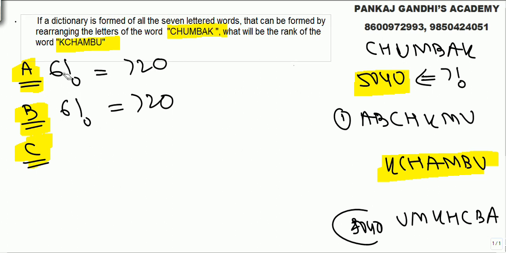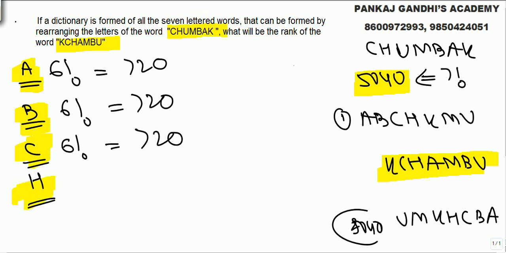First will be the words starting with A, then B, then C, each with the remaining 6 things at 6 places. Then what we'll be having is H. Starting with H, all the 7-lettered words, remaining 6 things. Now we start with K. We need to go only up to KC.